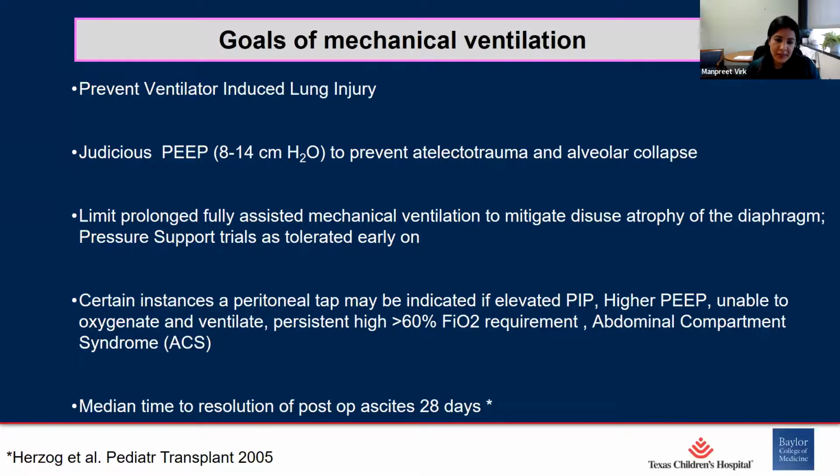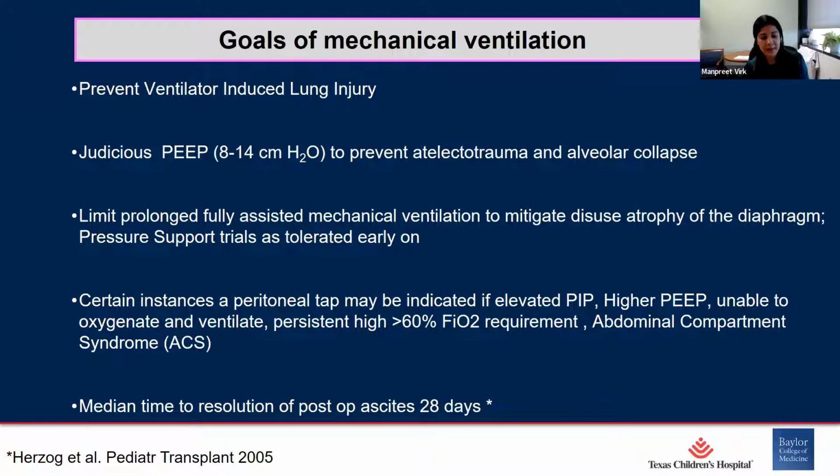There are certain instances where abdominal paracentesis may be warranted, and these are kids that we come across who've had massive ascites, and now ventilating them on higher peak inspiratory pressures is only going to cause more harm than any benefit. And those are the kids with elevated peak inspiratory pressures, escalating PEEP requirement, and then unable to oxygenate and ventilate, as well as presence of abdominal compartment syndrome. These are the ones that we do choose to do a paracentesis on.